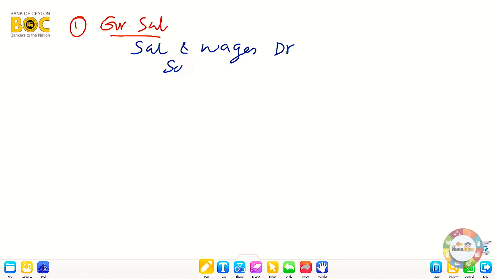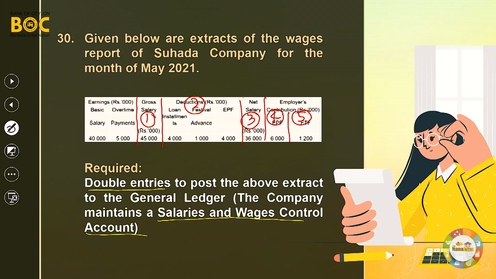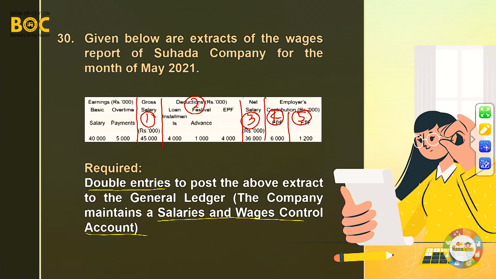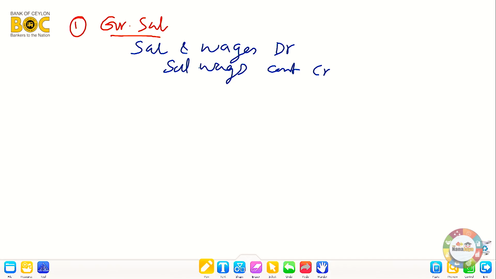They maintain salaries and wages control account credit. How much? You record the gross salary. The gross salary, how much? 45,000 rupees.